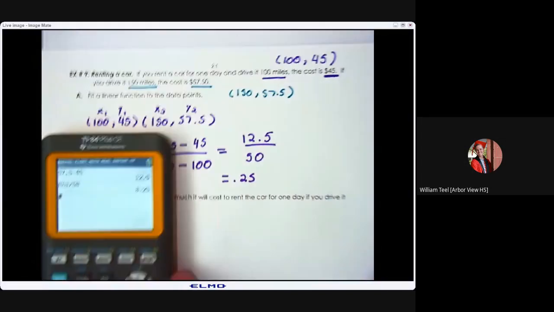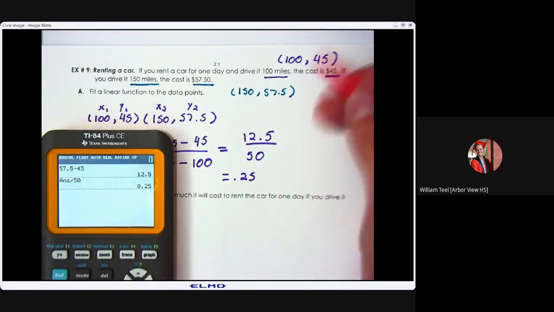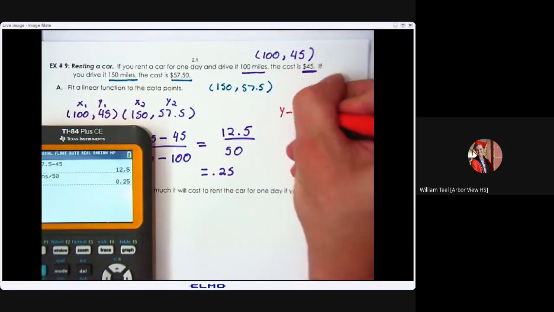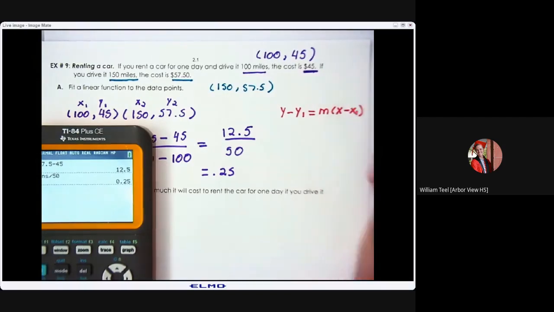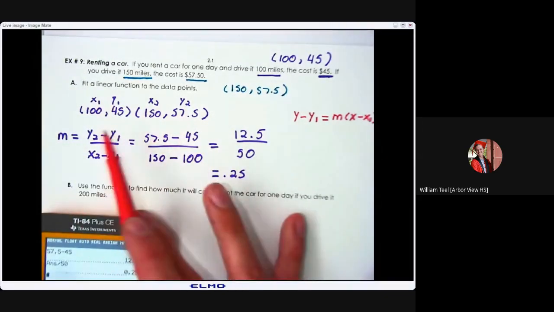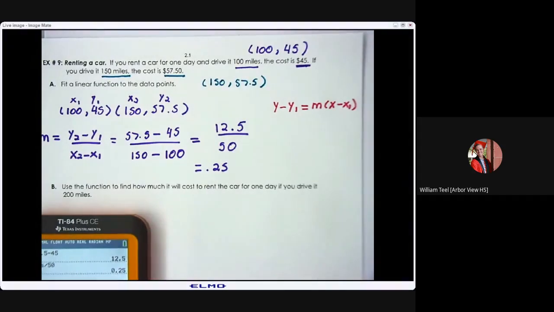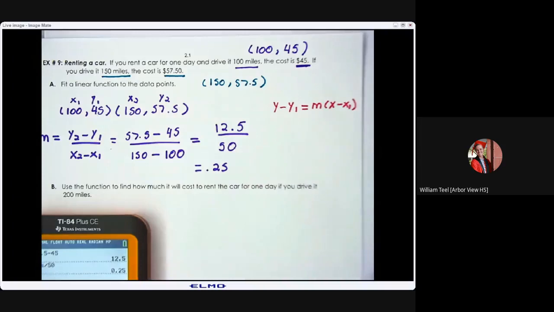Now I'm going to put this in point-slope form so I can find an equation that represents this situation. If you remember back to Algebra 1, point-slope form says y minus y1 is equal to m times x minus x1, okay? These y1 and x1 are just going to be points on the graph, so you can plug in either of these two ordered pairs. I would probably plug in this one because it has cleaner numbers. Don't mess with decimals, seriously. I will hunt you down if you mess with decimals. You're going to make your life much harder than it needs to be. Always just go for the clean one. 100 comma 45 is going to work perfectly fine.